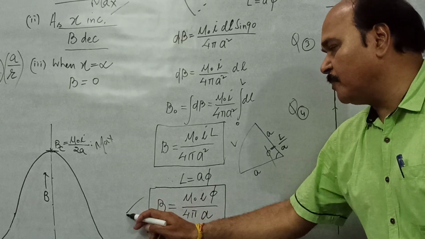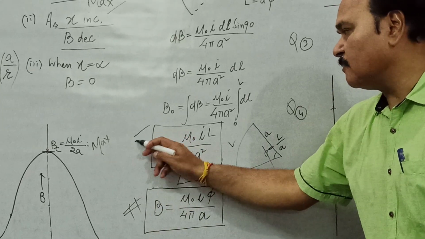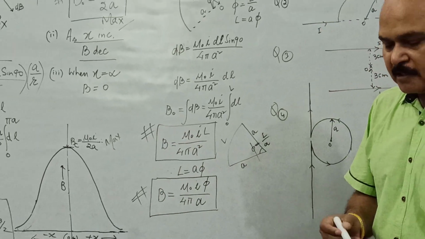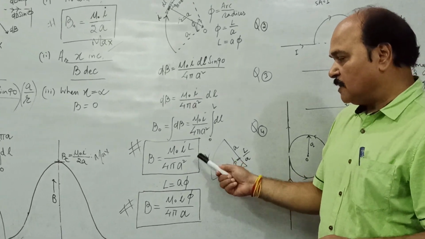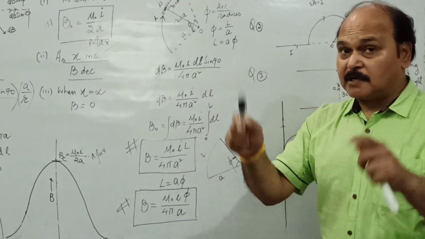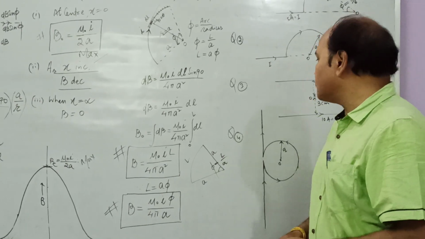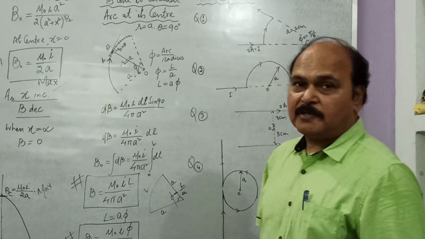This is the value of magnetic field because of a circular current carrying arc. Here the length of the arc is L, and here we have the angle subtended by the arc at the center. Now there are some numericals which you can work out, very very simple.